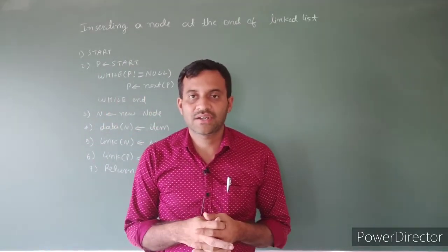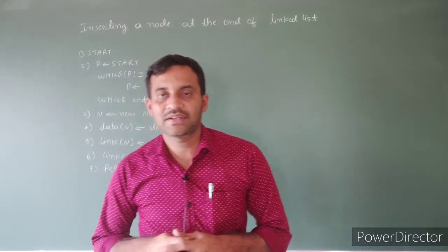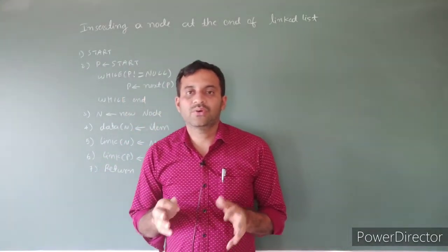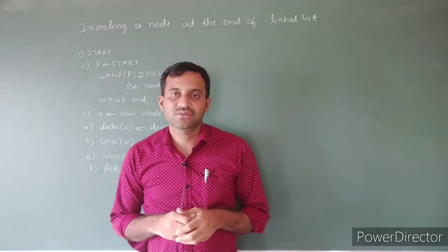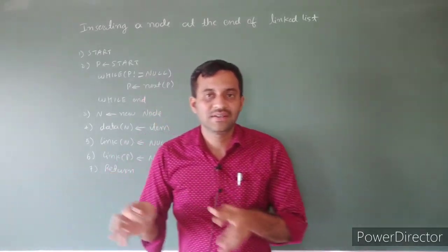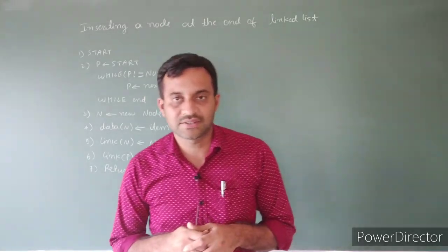What are the procedures to insert a node at the end of a linked list? First, we have to identify the last node. How to identify the last node? We just have to traverse the linked list. Already we know how to traverse a linked list.